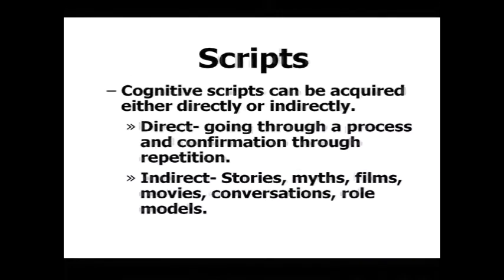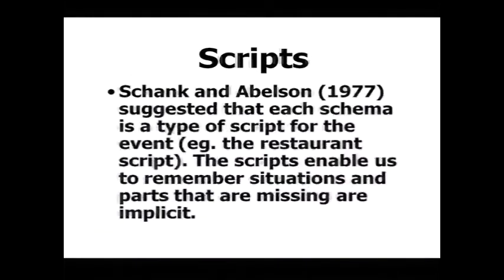Cognitive scripts can be acquired either directly, by going through a process repeatedly, or indirectly, by watching a film or a movie, hearing a story, having a conversation, or through role models, like Bandura's research that we talked about earlier in this class on cognitive and social role modeling, social cognitive theory. Schank and Abelson suggest that a schema is a type of script for an event, like the restaurant script.